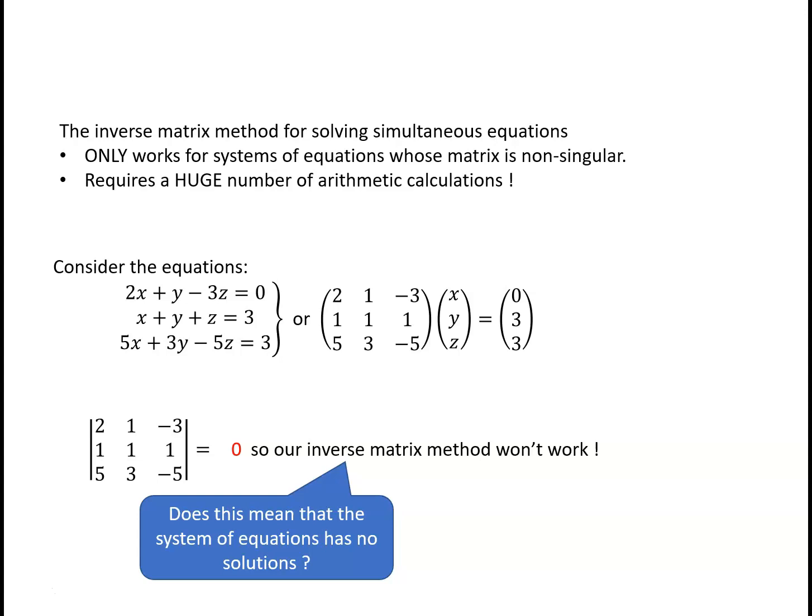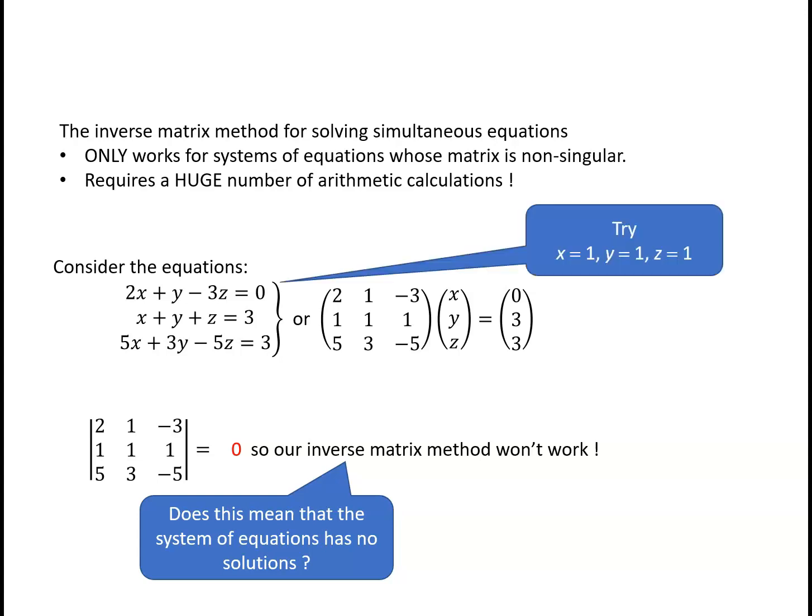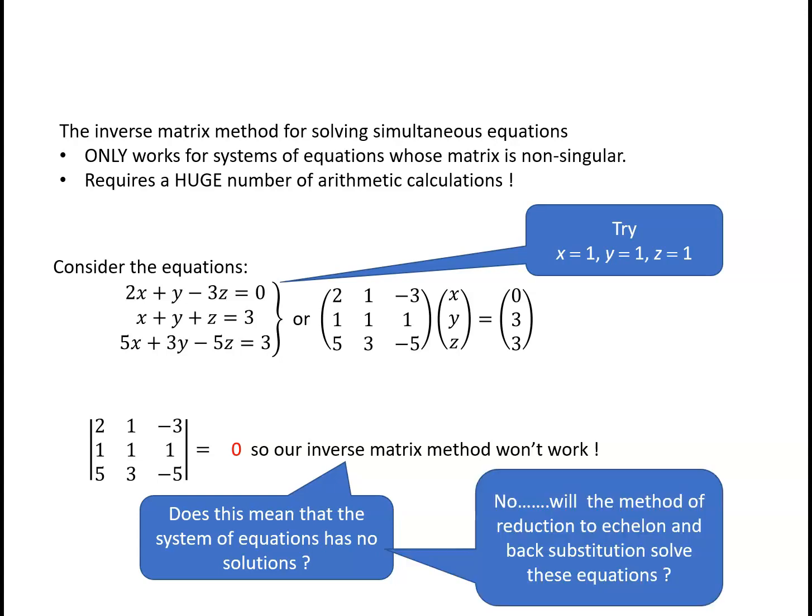But we asked the question, does this mean the system of equations has no solutions? And we very quickly came to the observation that x equals 1, y equals 1, z equals 1 will certainly work for that system of equations. So, the big question now is, will the method of reduction to echelon form and back substitution solve these equations for us? So, here we are. Here's the system of equations again.